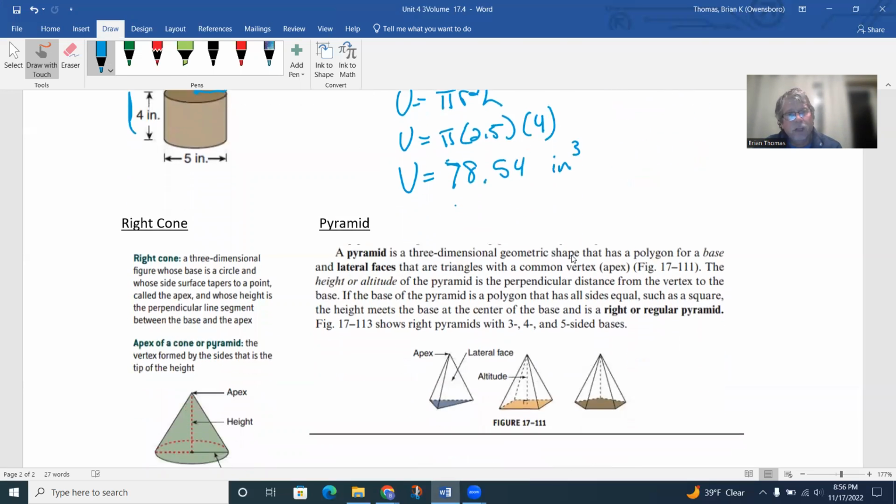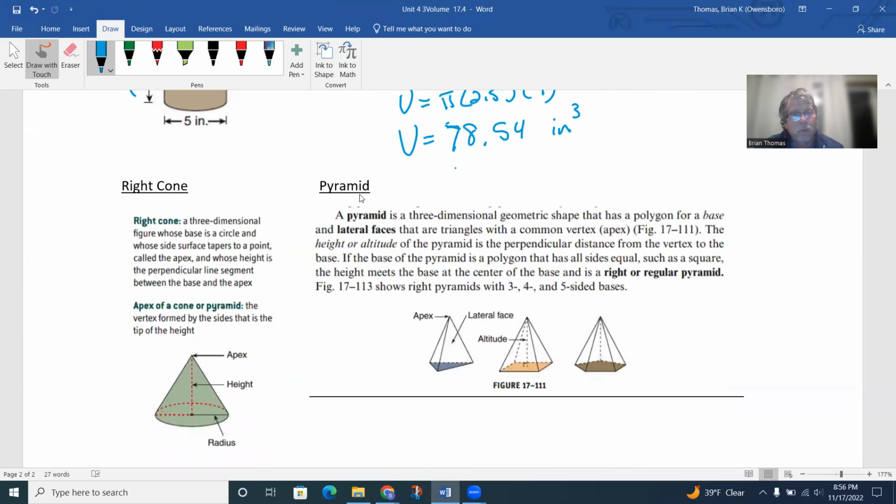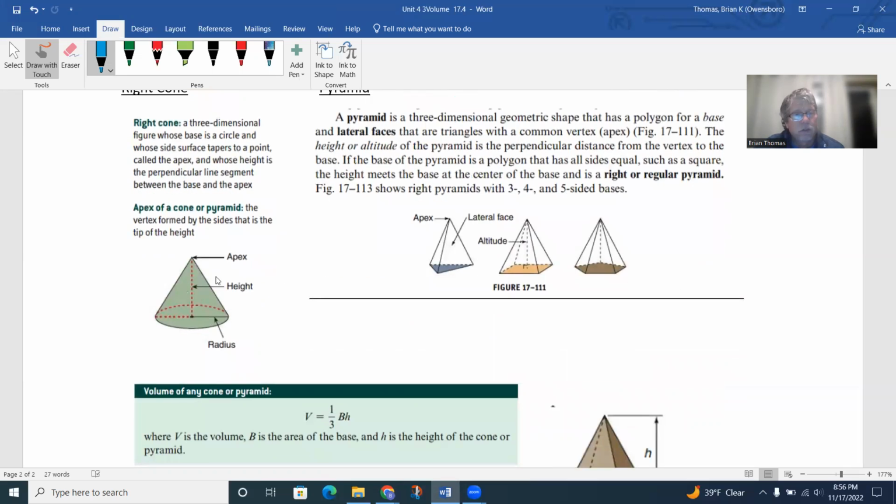Some other shapes we want to talk about are cones and pyramids. Cones are kind of like cylinders, but they're not a full cylinder. Notice how we have these slanted edges that come up to a point that's called an apex. So we have the slant edge, we have the height, and we also have the radius across the bottom. Notice the bottom of a cone is actually a circle.